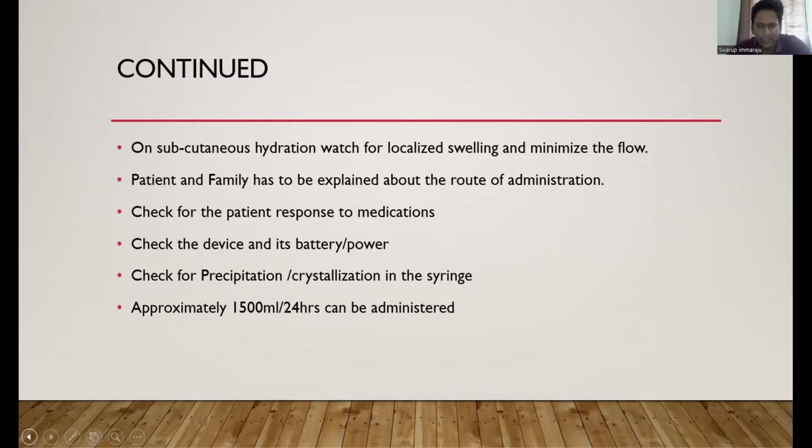So check for the patient's response to the medications. When you start some medications through that route, check for the response. When you start administering the pain medications, the medications for vomiting, the medications for breathlessness, the delirium, whatever the scenario is, by the evening have a look at that. When you go back, look for any changes happening there, the response from the patient side.